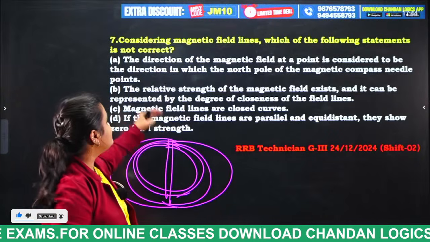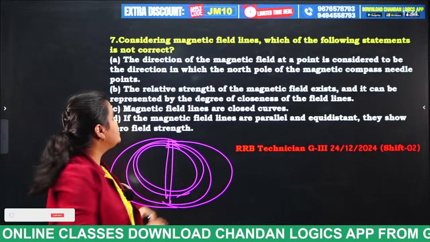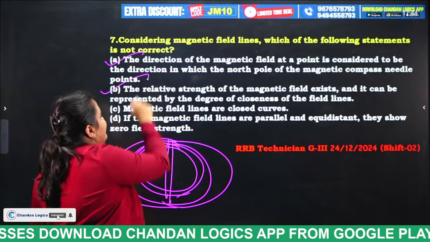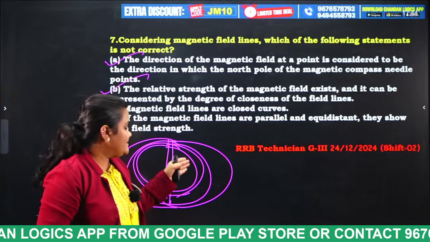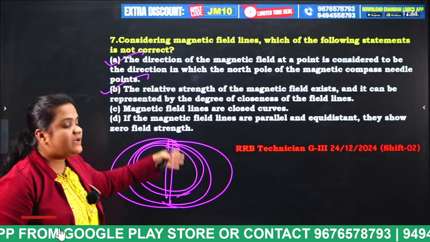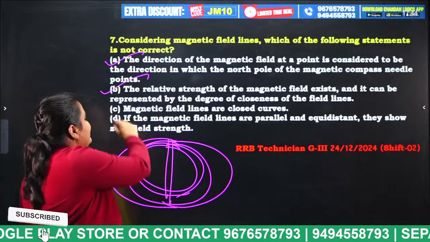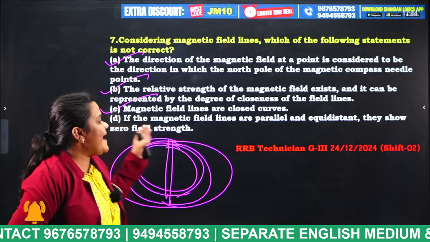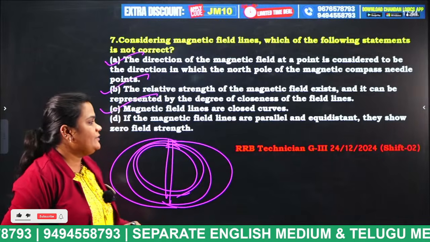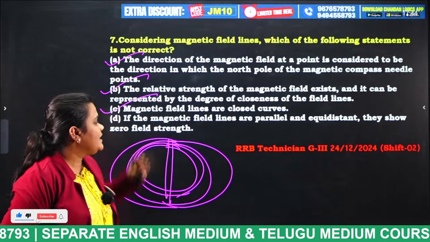Okay, so that is statement 2. So it is also a correct statement. And statement 3, magnetic field lines are closed curves. So as we saw there, these magnetic lines are what? They are closed curves. So this statement is also correct. So what is statement 4 saying? If the magnetic field lines are parallel and equidistant, they show zero field strength.